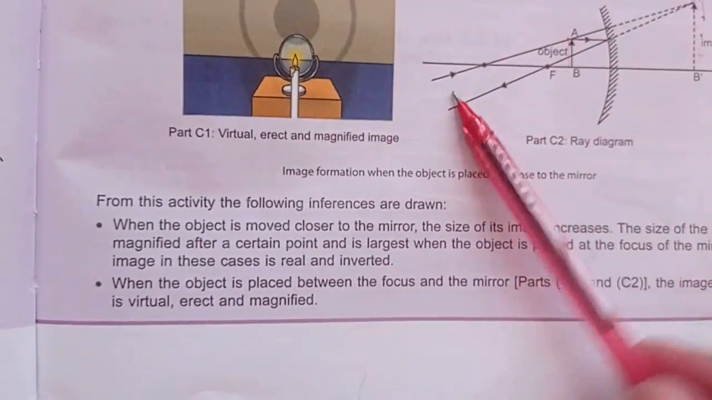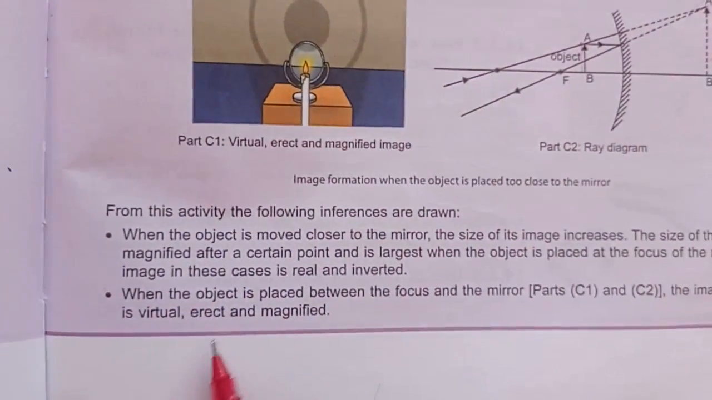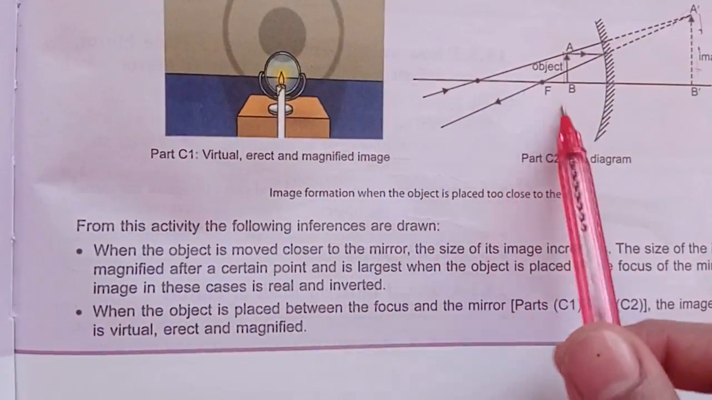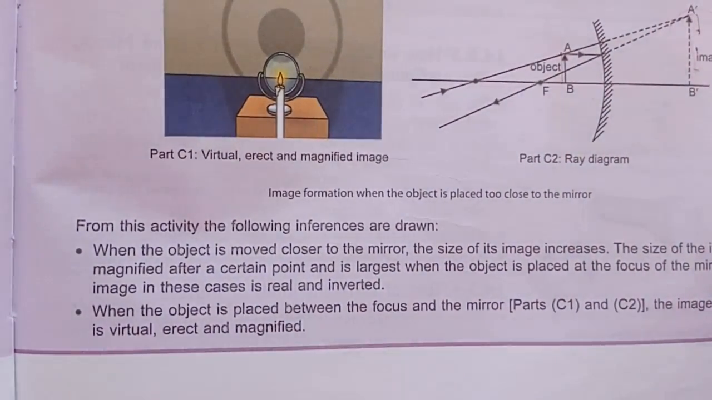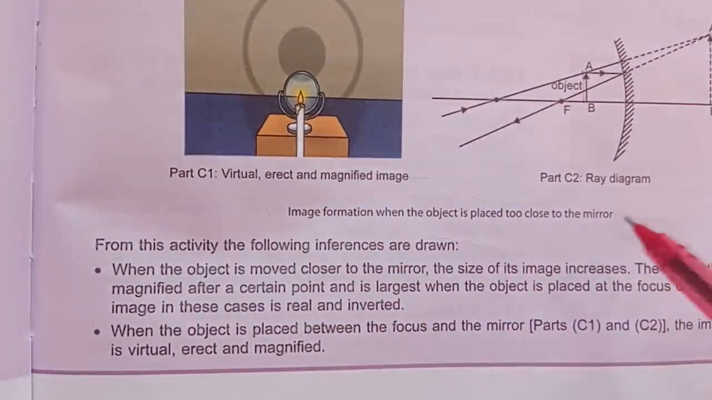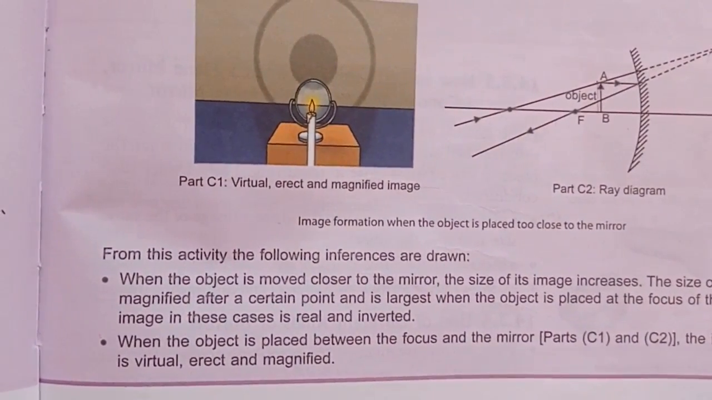So this is all about the concave mirror. In this last part we will get the image at the back side of the mirror, it would be the virtual and the erect image.